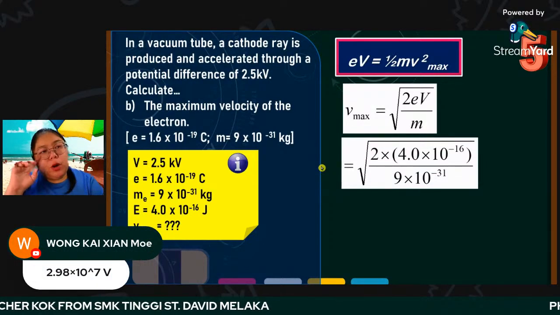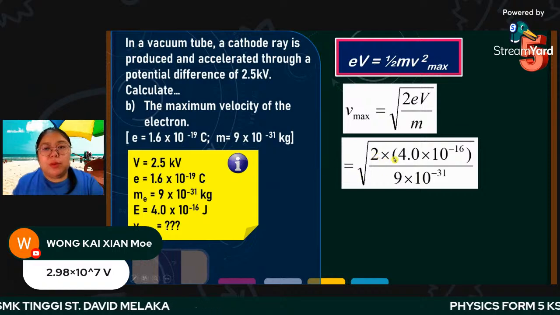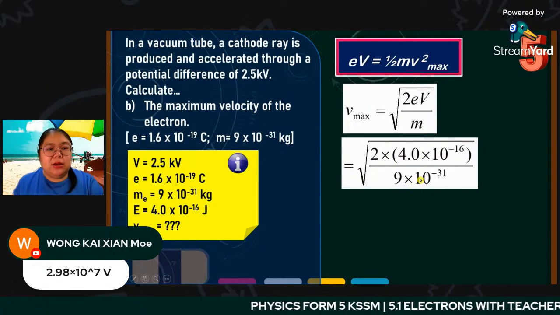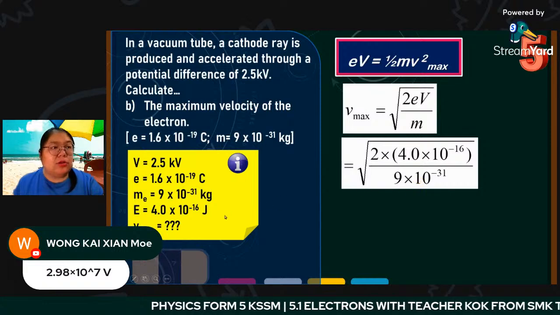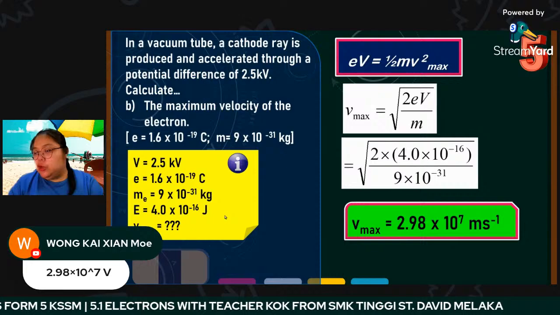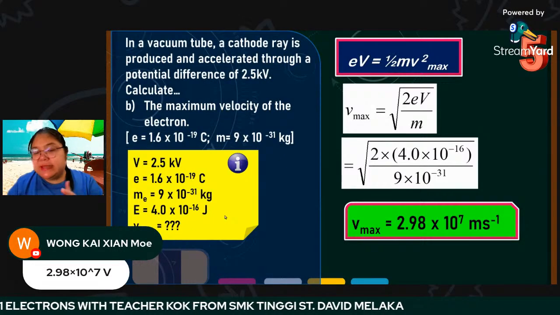Okay, we put all the things in. 2 multiply by this one, the 4 we get from the energy, then divide by the mass of the electron. Okay, Trick also the same. So from here the answer is 2.98 power of 7.